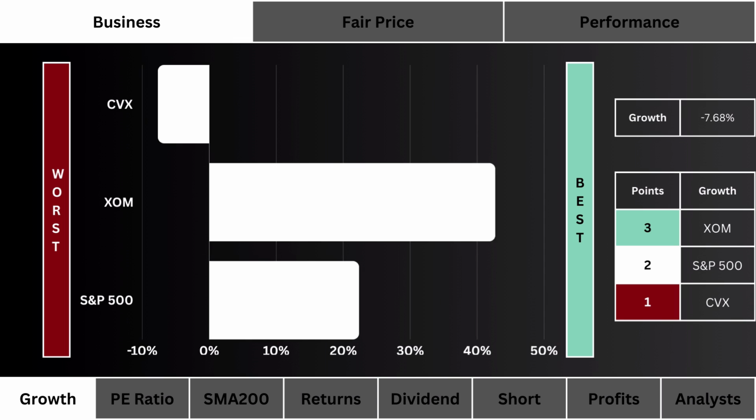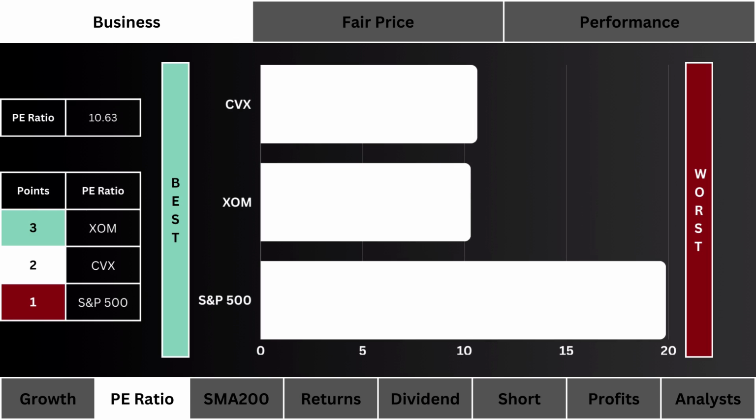For growth, what you see here is the stock with the highest projected earnings growth for the next 5 years. We want to figure out which of the three is growing its earnings the fastest. Note here the S&P 500 is based on the average of its 10 largest stock components.